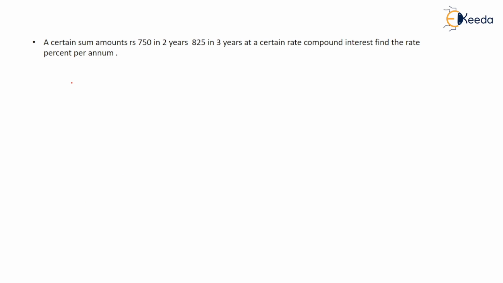Next question. A certain sum amounts to rupees 750 in 2 years and 825 in 3 years. At what rate of interest, find the percentage per annum? Okay, means compound interest, someone paid his money. After 2 years, the amount that he is getting is 750. At the end of the third year, how much is he getting? 825. They ask you to find the rate of interest.